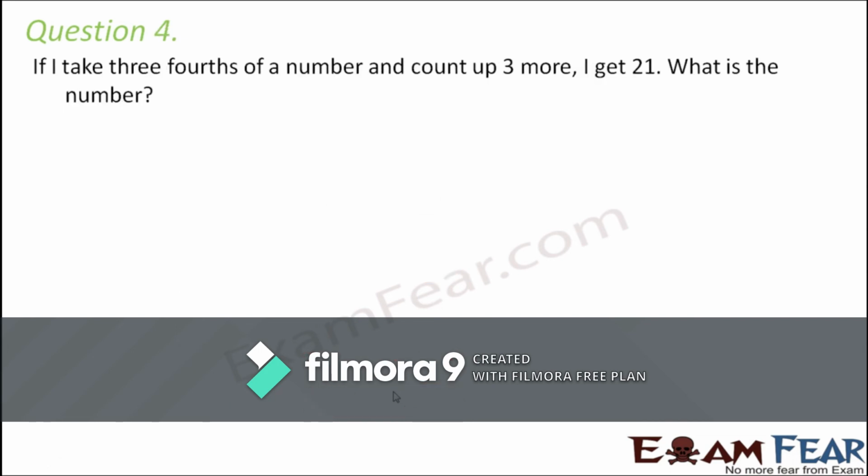Question number 4. If I take 3/4 of a number and count up 3 more, I get 21. What is the number? So again, pretty simple. Let us say that the number is x. So what are we actually doing? We take 3/4 of this number, that means 3 by 4x, and then we count up 3 more. That means we are adding 3 more to it. So 3 by 4x plus 3, and what do we get? We get 21. So 3 by 4x plus 3 is equal to 21. This is our equation and we have to find x.